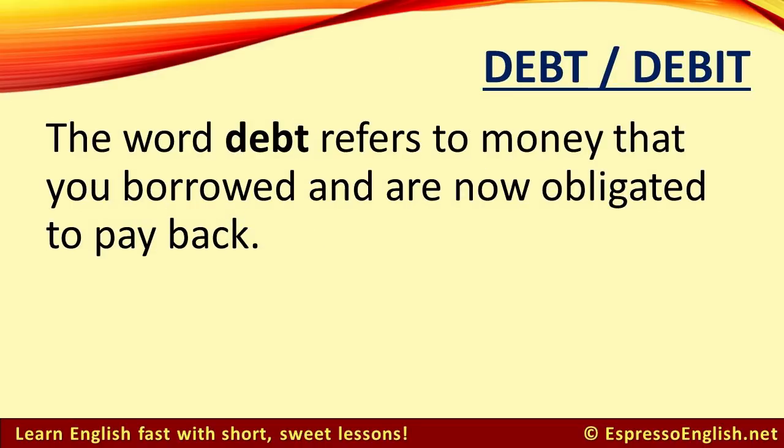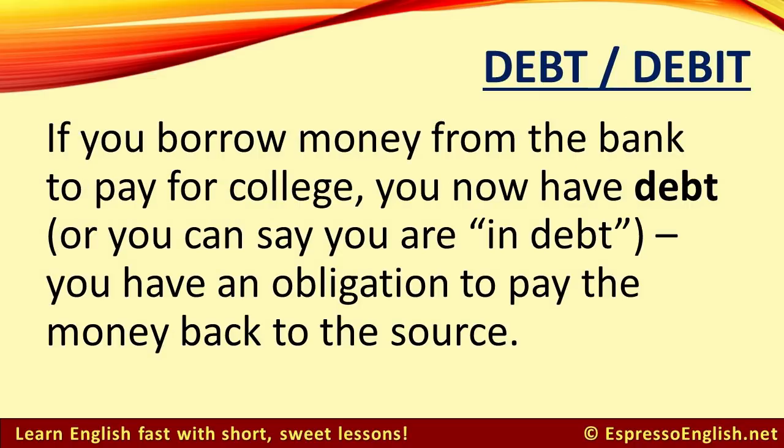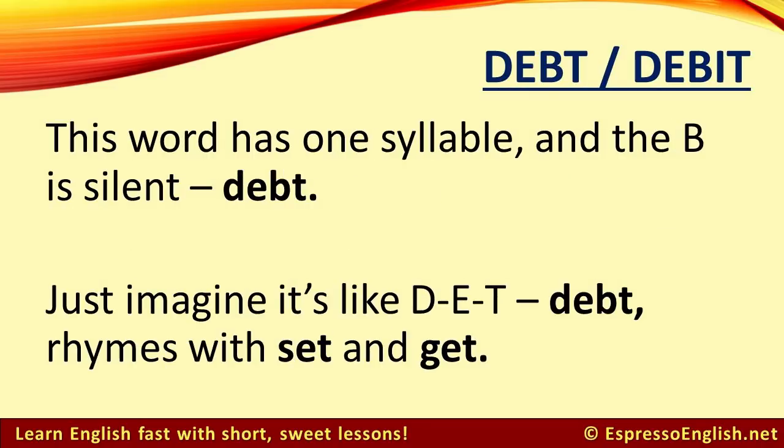Now let's look at debt and debit. The word debt refers to money that you borrowed and are now obligated to pay back. If you borrow money from the bank to pay for college, you now have debt, or you can say you are in debt. You have an obligation to pay the money back to the source. This word has 1 syllable, and the B is silent, debt. Just imagine it's like D-E-T, debt, rhymes with set and get.